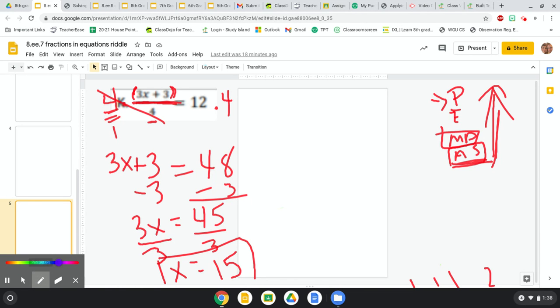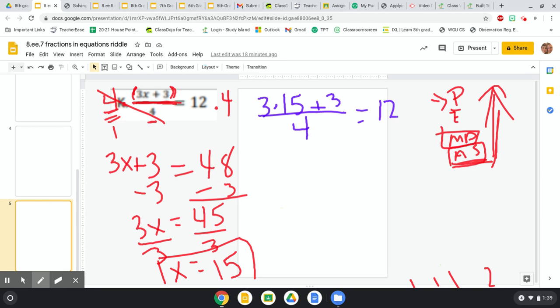Let me check it real quick. Guys, make sure that you're checking because it's so easy to make a simple mistake on these. So I go back to my original, and it says 3 times x, which is 15, which I think it is, plus 3 all over 4 should equal 12. Let's check. So this is where I go in the correct order of PEMDAS, okay? Because I'm not solving anymore, I'm just checking.